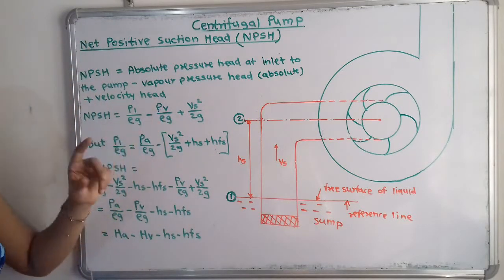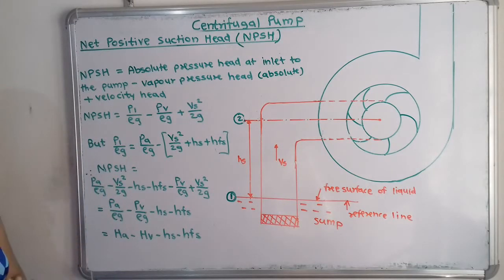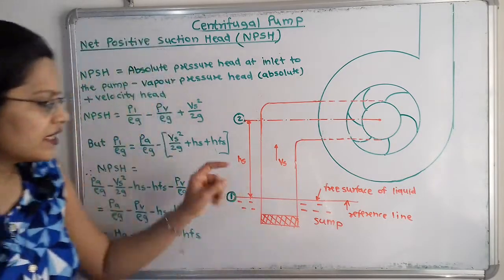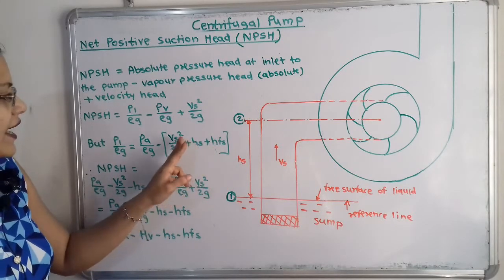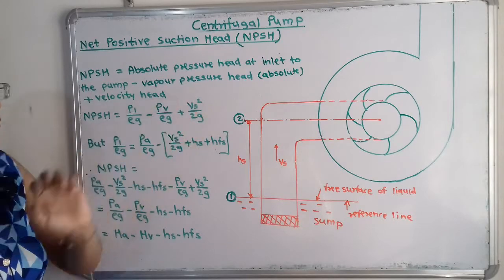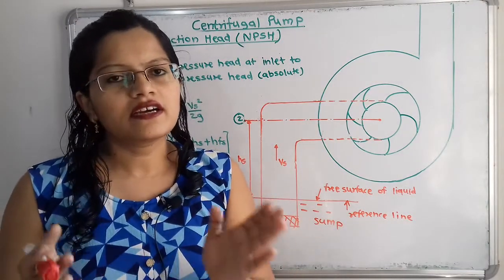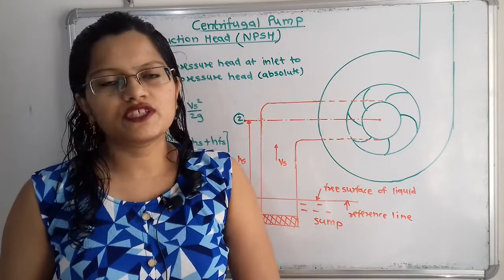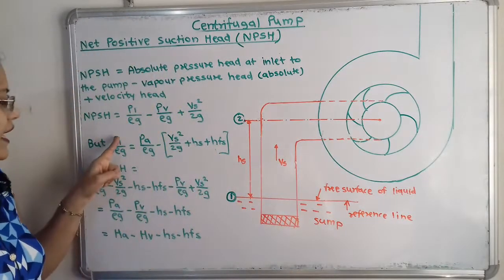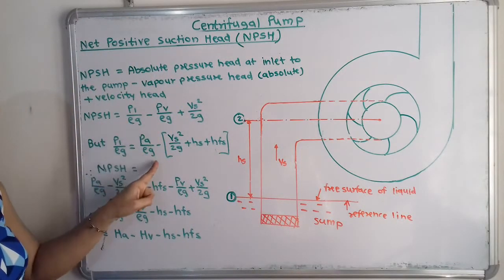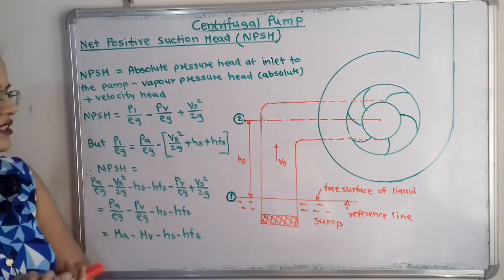Now if we observe, we can put the value of P1 by rho g in terms of losses, the suction lift HS, and the velocity head. We calculated this earlier in the derivation of the maximum suction lift. What is that value? We know that P1 by rho g is equal to PA by rho g minus, in the bracket, VA square by 2g plus HS plus HFS.